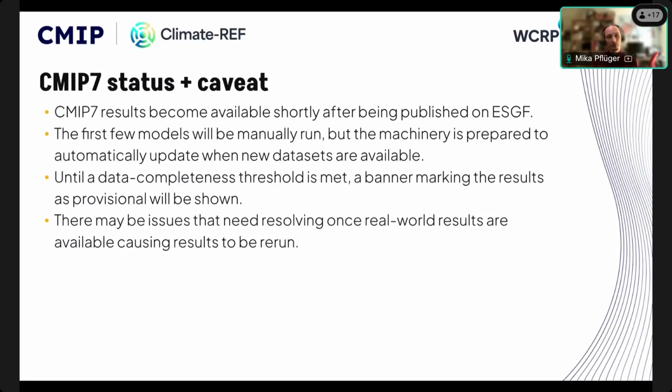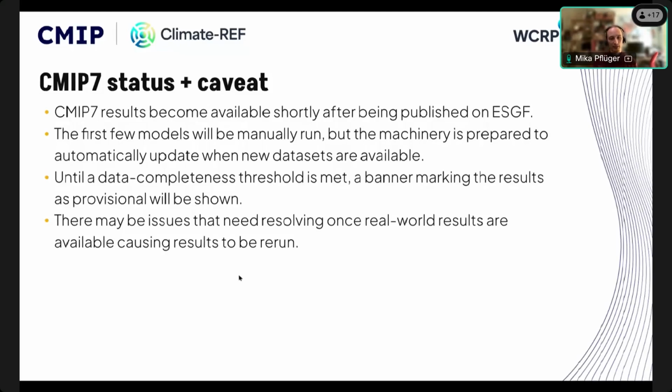So what is the status of CMIP 7 evaluation? The CMIP 7 evaluation results from the REF will become available shortly after the actual model data is published on ESGF. For the first few models, we will probably need to run this manually, but the machinery is prepared and standing by to automatically update when new datasets are available. And we hope that after ironing out a few kinks that certainly will be there, this will run automatically, hours or maybe a day after a result is being published.